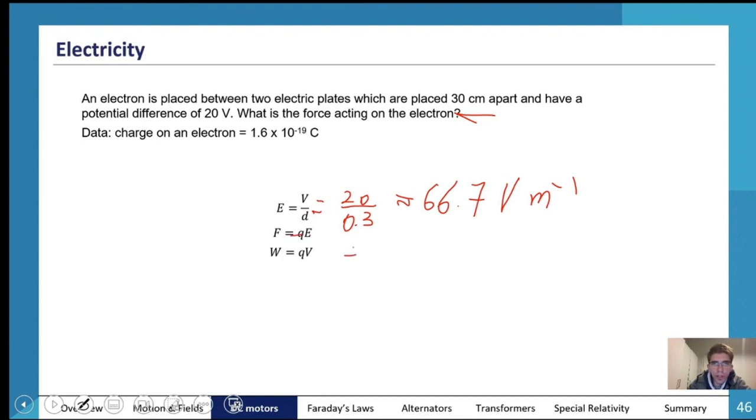The force acting here on the electron would be what we found here, 66.7 multiplied by 1.6 times 10 to the power of negative 19.